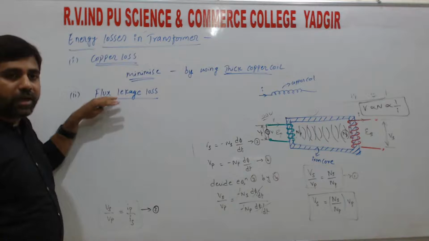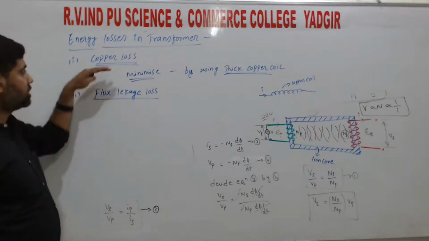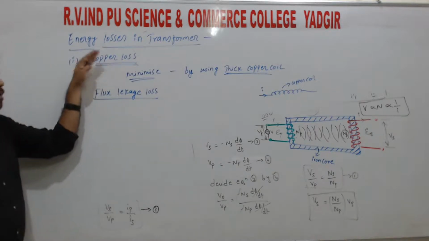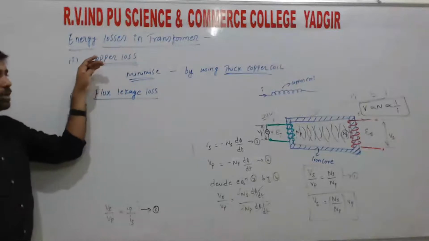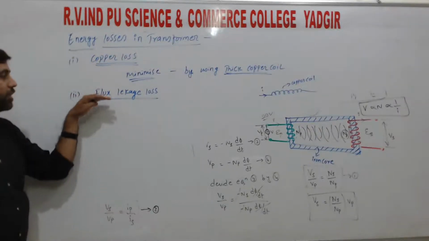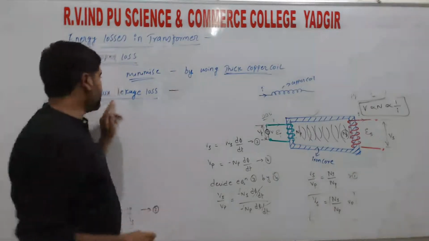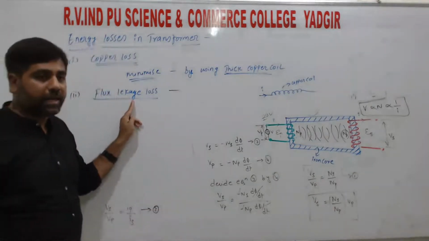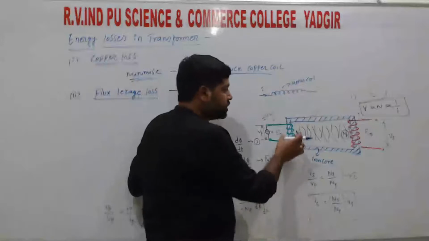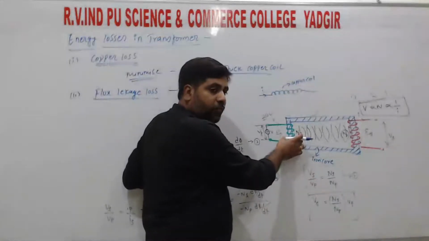So explanations are not necessary here. In case they ask for 2 marks, just write the points. So energy losses in transformer: first one is copper loss, second one is flux leakage loss, right? Here the name itself says flux leakage, right? Flux leakage means the leakage of the flux in the air.